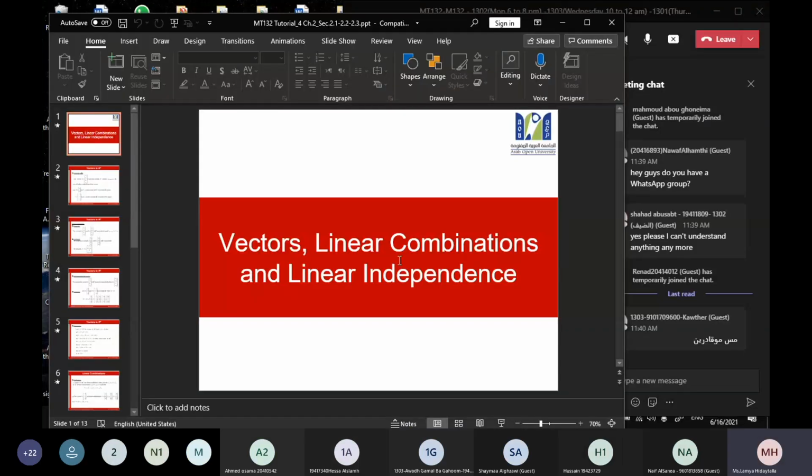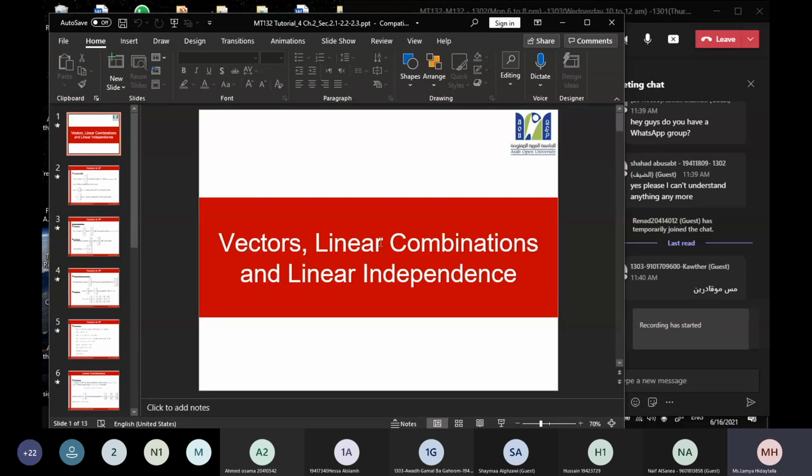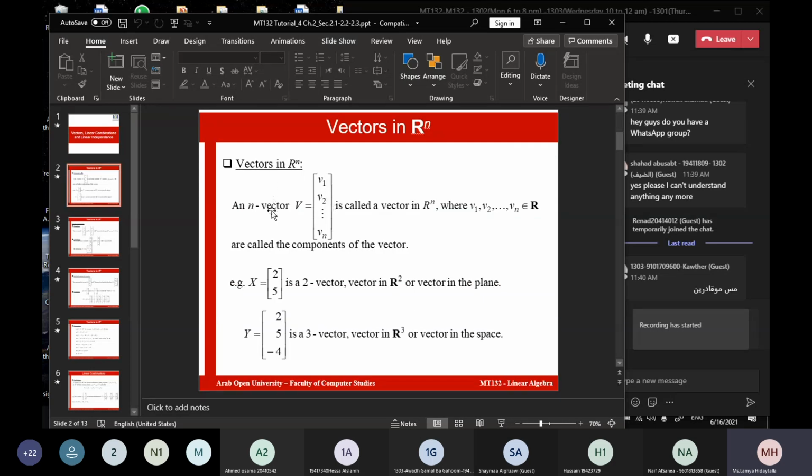Okay, today we will do chapter 2, which is vectors, linear combination and linear independence. In the beginning we have to know what a vector is, and we already did it before. It's just one column, or one row, and its dimension is the number of elements in that column. So n elements, so this is an n-vector. Here we're dealing with vectors like that, with one column. And in particular, we're dealing with vectors in Rn.